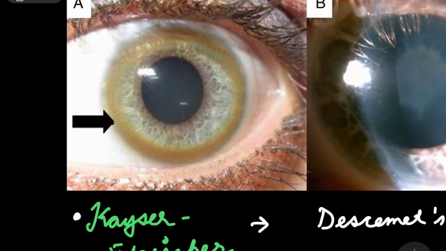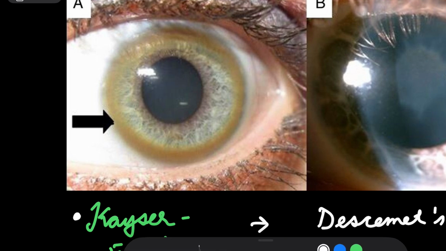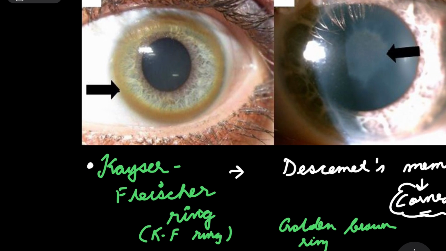Now you can appreciate this better. This is in the periphery, a ring-like structure has formed in the cornea. So where exactly is this? This is not the lens. This cannot be the lens. Lens is located somewhere over here, right? So this is basically the cornea, another transparent structure.